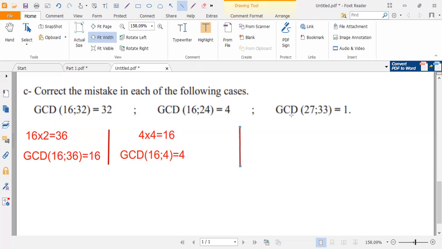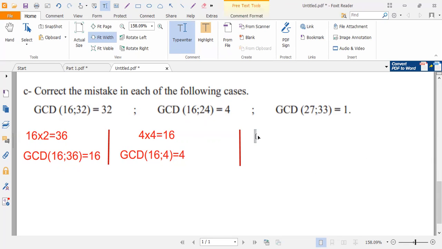Now, the GCD of 27 and 33 is equal to 1? They are not consecutive and they have 3 as a common divisor. They are not relatively prime. So how do we correct the mistake? We can't find the GCD here because we have to do the tree method to find what the GCD is, but we are sure that it is not 1. They have 3 as a common divisor.